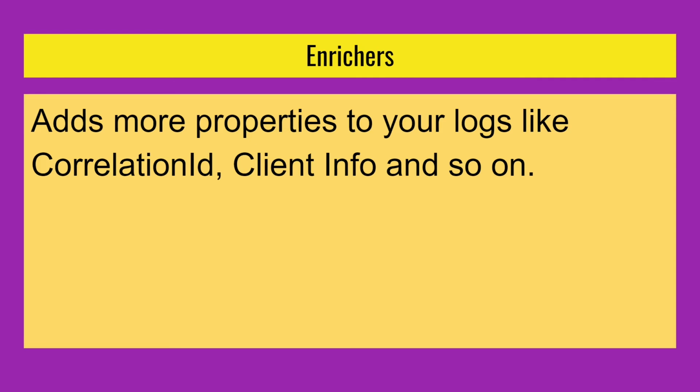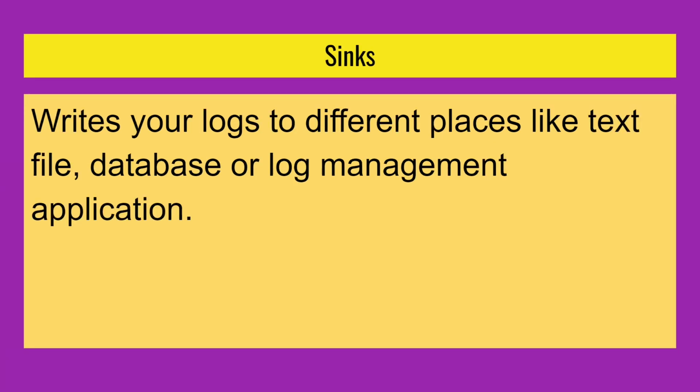So let's proceed with the enricher. Enrichers add more properties to your log, like correlation ID, client info, and so on. So this will give us more information in our logs. Don't worry, I'll elaborate on this in the next video. So sinks write your logs to different places like a text file, database, or log management application. So earlier we showed that our sink is to write to a console application. In the next couple of videos, I'll show you more about sinks.